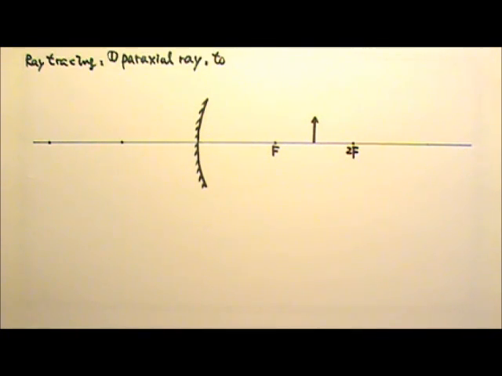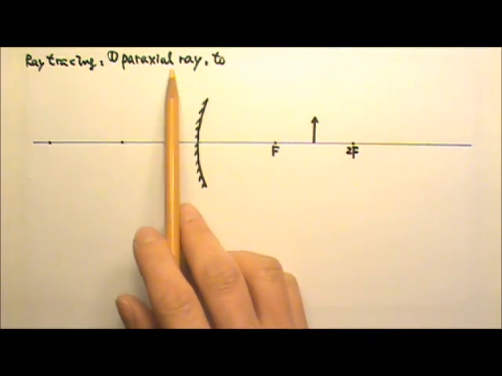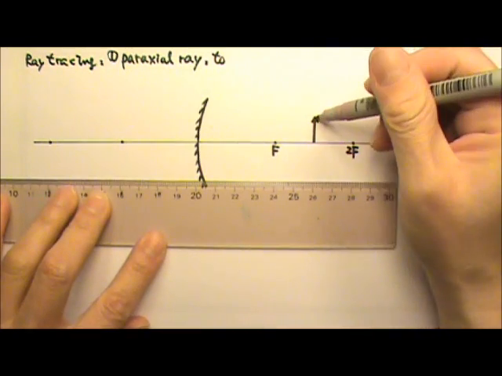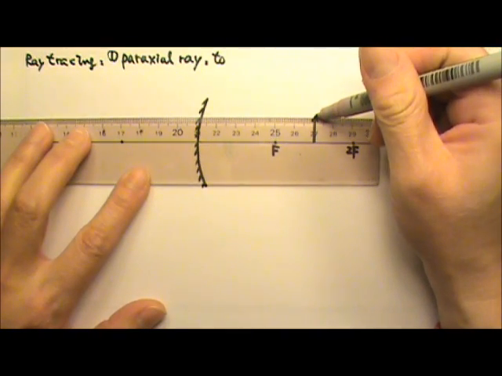First, we're going to use ray tracing to find the image produced by this mirror. To use ray tracing, we need to draw two rays. The first one I'm going to draw is a paraxial ray. The ray is going to start from the tip of the arrow and it's going to be parallel to the principal axis.